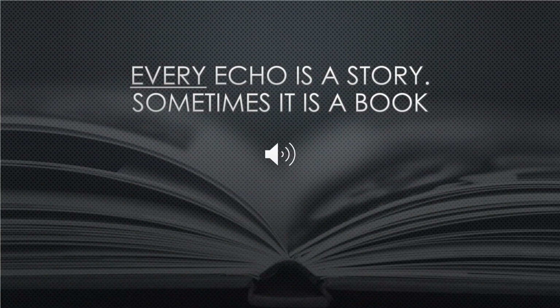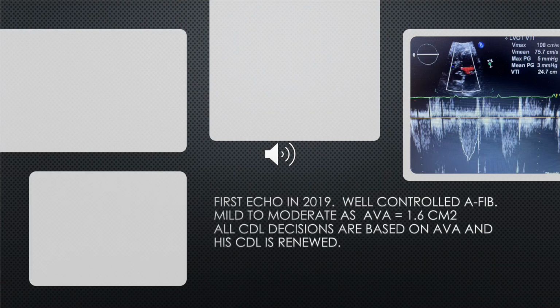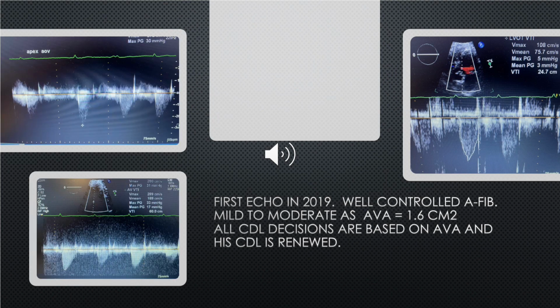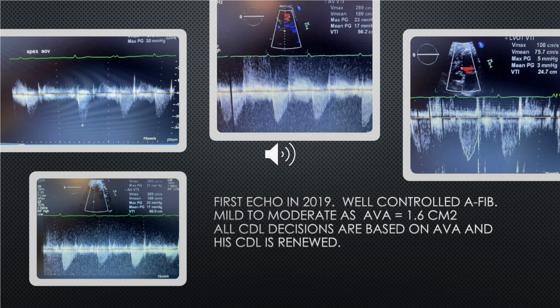As I mentioned in previous tips, aortic stenosis is my favorite. Every echo we do is a story, but sometimes it's a book. This guy is my age, has aortic stenosis, but he has no symptoms, and he needs to work. He's a commercial truck driver.